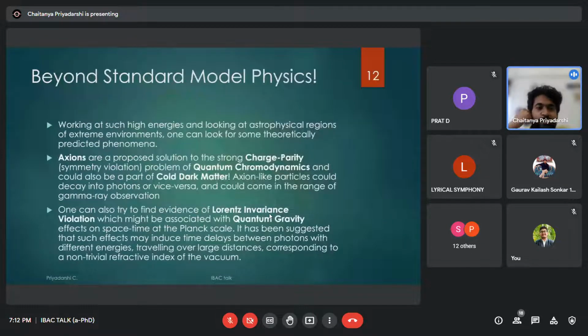The final aspect is if we want to go beyond standard model physics. This is more exotic in nature, as it can be said. Because we are working at such high energies and we are looking at astrophysical regions of extreme environments, one can look for some theoretically predicted phenomena and try to see if we can find any evidence to support such theories.